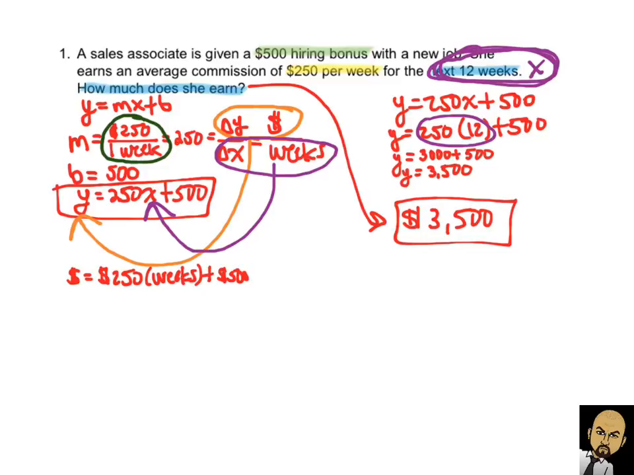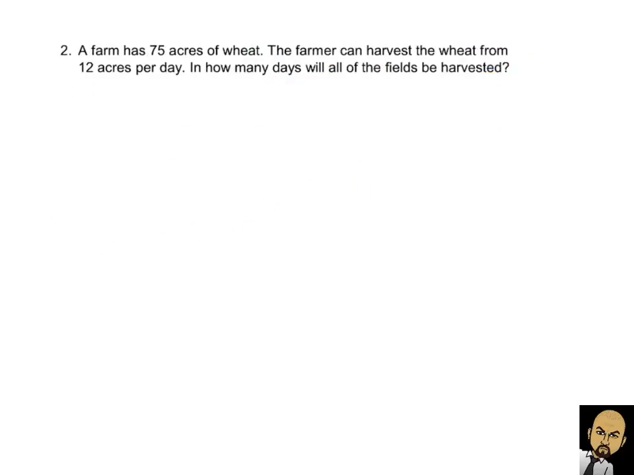Now let's look at the next problem from your homework. In this problem, a farm has 75 acres of wheat. The farmer can harvest the wheat from 12 acres per day. How many days will it take for all of the fields to be harvested?